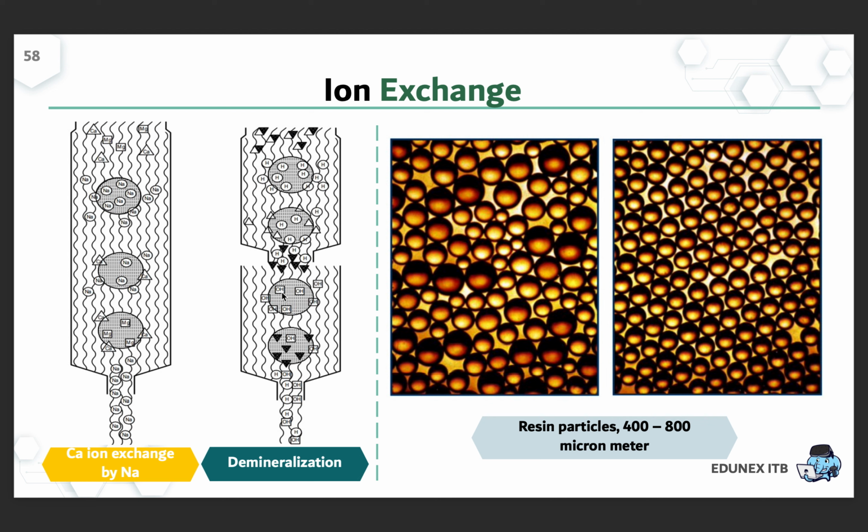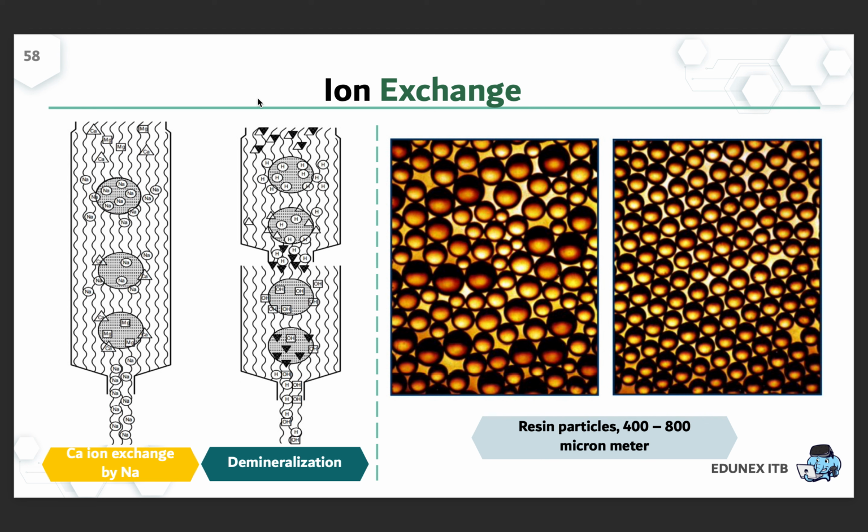But you can also have mixed resin in one bed. If you want to have mixed resin in one bed, you need to mix the cation and anion exchange resin and then put it in one bed. So the bed is the fixed bed.